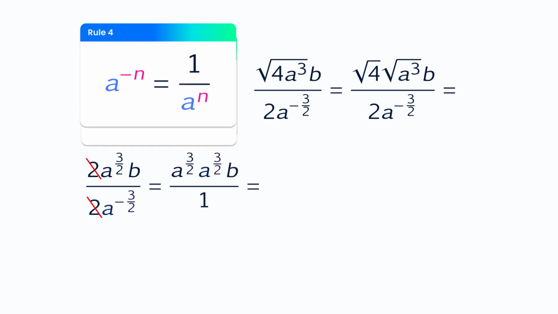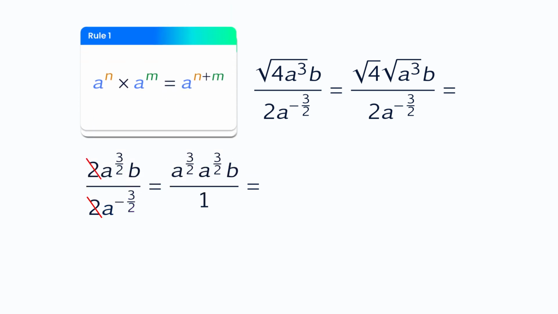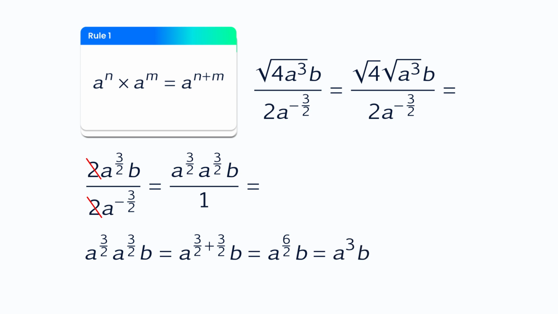Next, using Rule 1 from a previous video, you can add the exponents together because they have the same base. This gives you 3 halves plus 3 halves, which is 6 halves. 6 over 2 equals 3. So your final answer is a cubed times b.